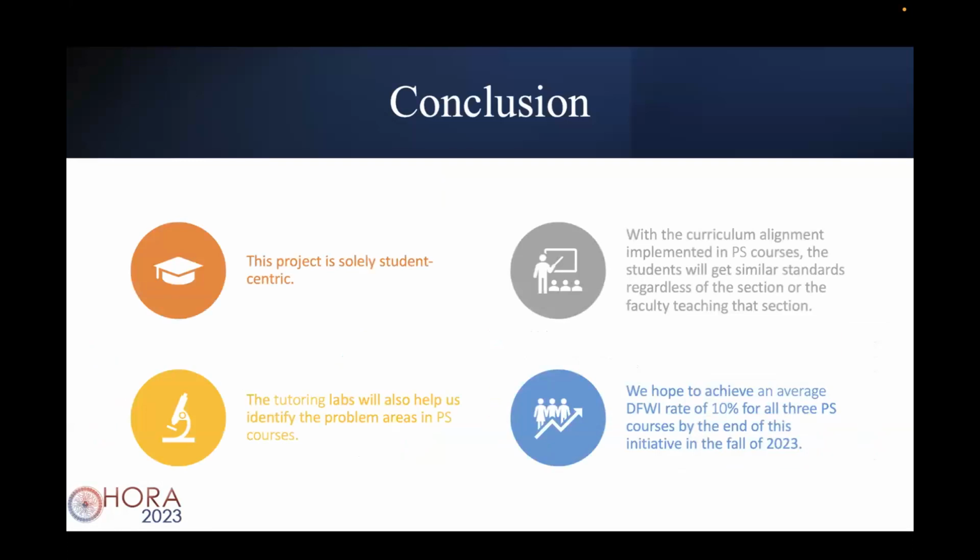And in conclusion, our project was solely student-centric, and our tutoring lab will also help us identify the problem areas in the different programming sequence courses. And with the curriculum alignment implemented in the programming sequence courses, the students will get a similar standard regardless of the section or the faculty teaching the section. And our target was to make the average DFW rate 10% for all three programming sequence courses by fall 2023.